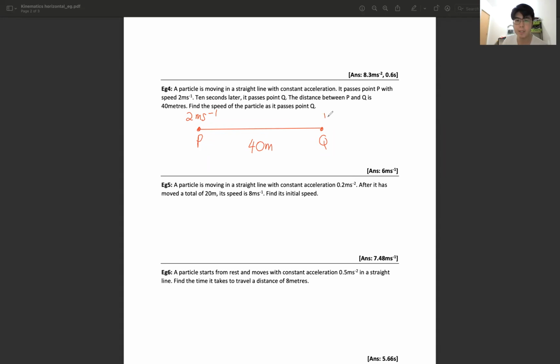That means I want to find the speed here, right? So which one is the initial, which one is the final? It says that it passes P and then 10 seconds later, right? So that means this is in 10 seconds. When I start counting the time, it was at P, the 2 meter per second. Okay, and then after 10 seconds, it reached Q. This velocity is the final velocity. So u equals 2, s equals 40, t equals 10, you find v.